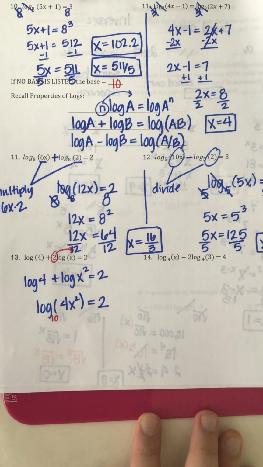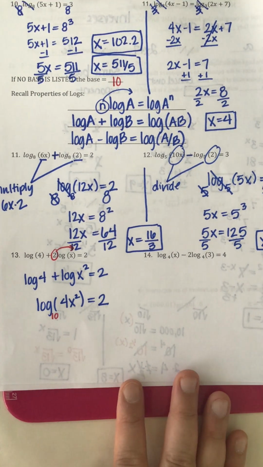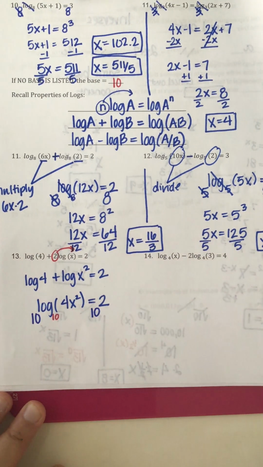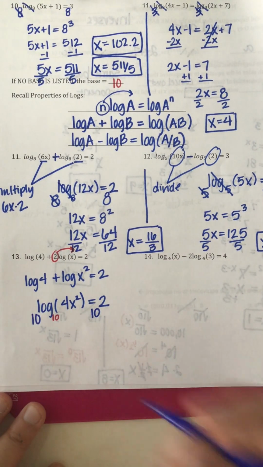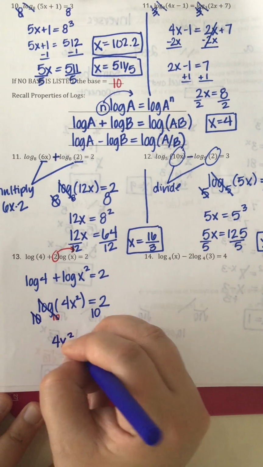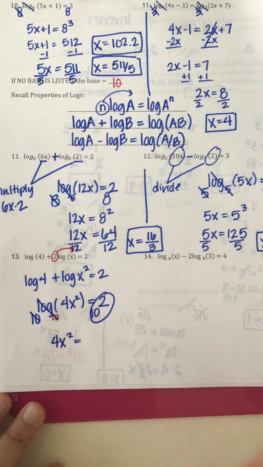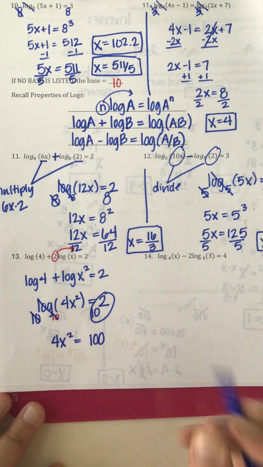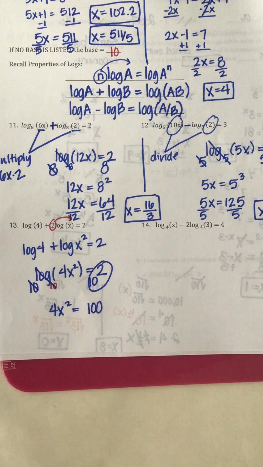Okay, from there, how do I get rid of a log little 10? Big 10. So I'm going to big 10 here, big 10 on the 2. So 10 and log 10 cross out. I have 4x squared equals, what is 10 squared as a regular number? 100. And notice, why do I want it as a regular number? Because I got a regular x on the other side. What do I do next?